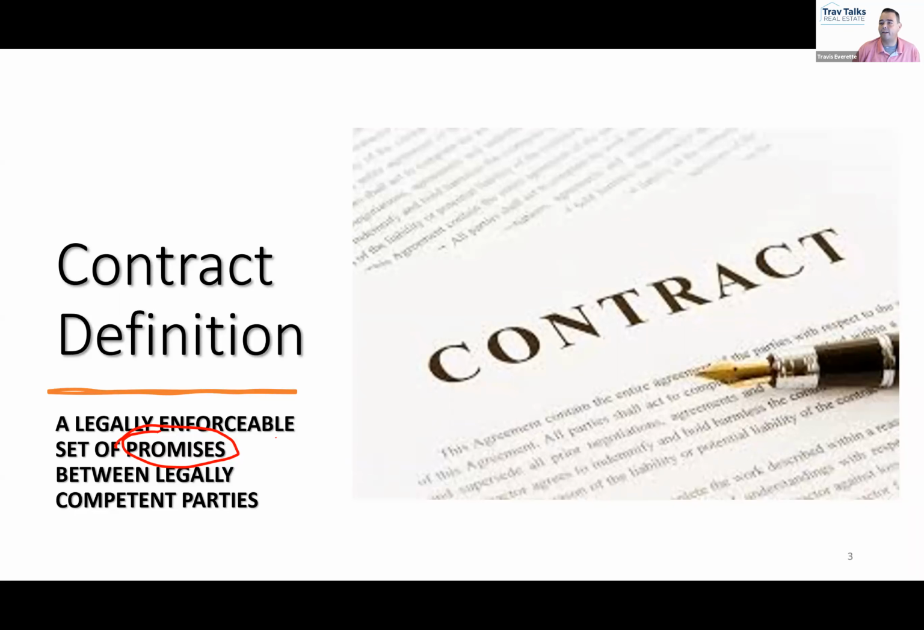But the problem with promises is promises get broken all the time. Unfortunately, people promise things and then don't follow through with them. A promise is not strong enough on its own. And that's where you get to this phrase, a legally enforceable promise or legally enforceable set of promises.